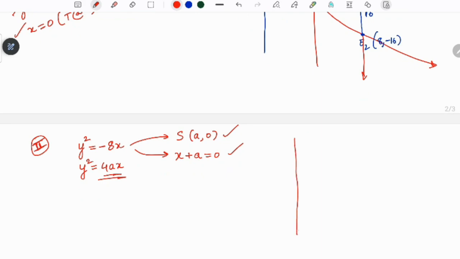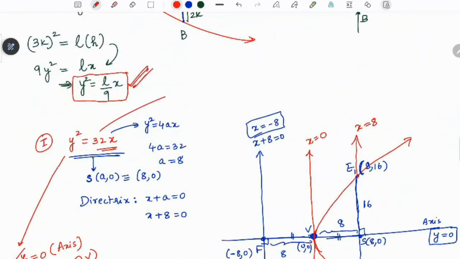One simple logic. y squared equals 8x, the graph will be like this. See here, y squared equals 32x. How is this graph? It is like this. Where the mouth is how much? The mouth is 32. That means 16, 16. That means this is 8. This is the story for y squared equals 32x.